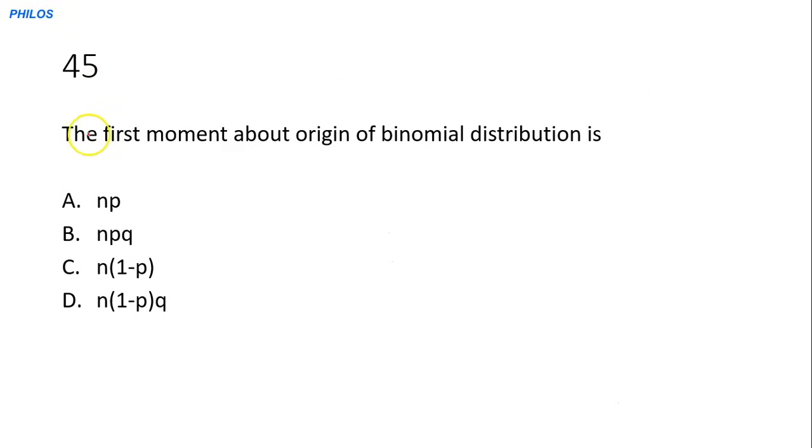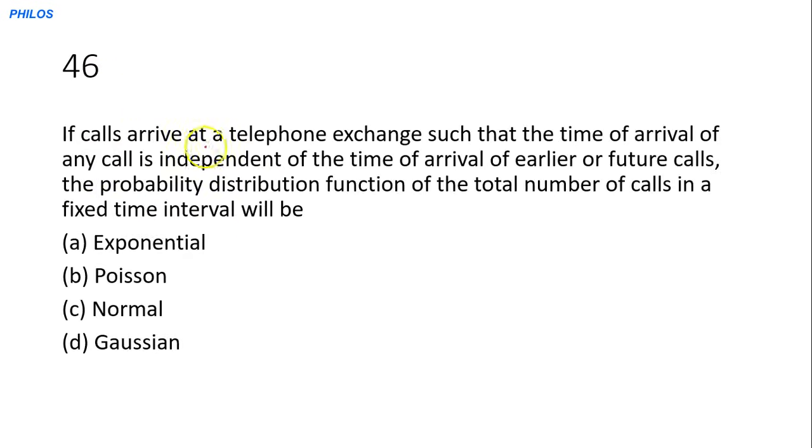Question 45 says, the first moment about origin of binomial distribution is. The answer is A. Whenever you see a question that asks you for the first moment, they are talking about the mean. Okay. Question 46 says, if calls arrive at a telephone exchange such that the time of arrival of any call is independent of the time of arrival of earlier or future calls, the probability distribution function of the total number of calls in a fixed time interval will be Poisson, B.